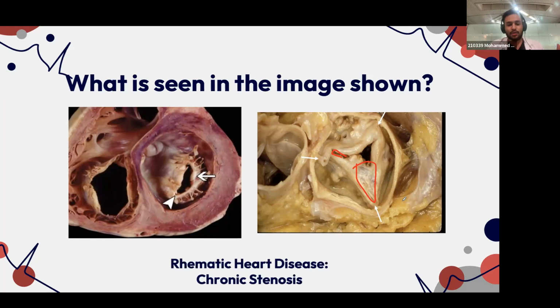So that's it for the valve defects. I think that's all that I have for that. Any questions? Yes.